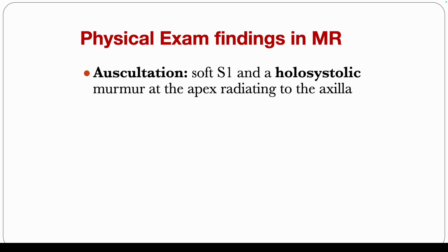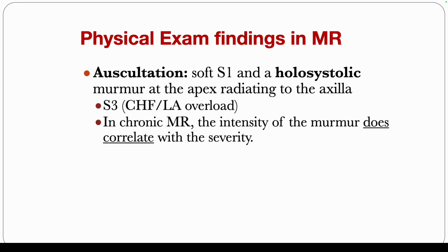Auscultation may reveal a soft first heart sound. In fact, the first heart sound may not be audible. It may be engulfed in the murmur. There may be a pansystolic murmur which may radiate to the axilla or even to the back. You may have a third heart sound because of the volume overload. In chronic MR, the intensity of the murmur does correlate with the severity. With acute MR, as I said, you may not even hear a murmur.